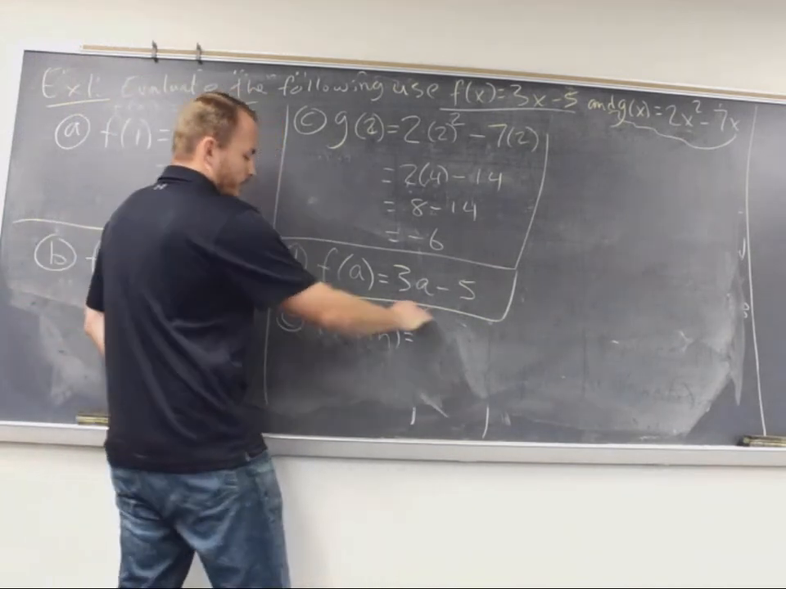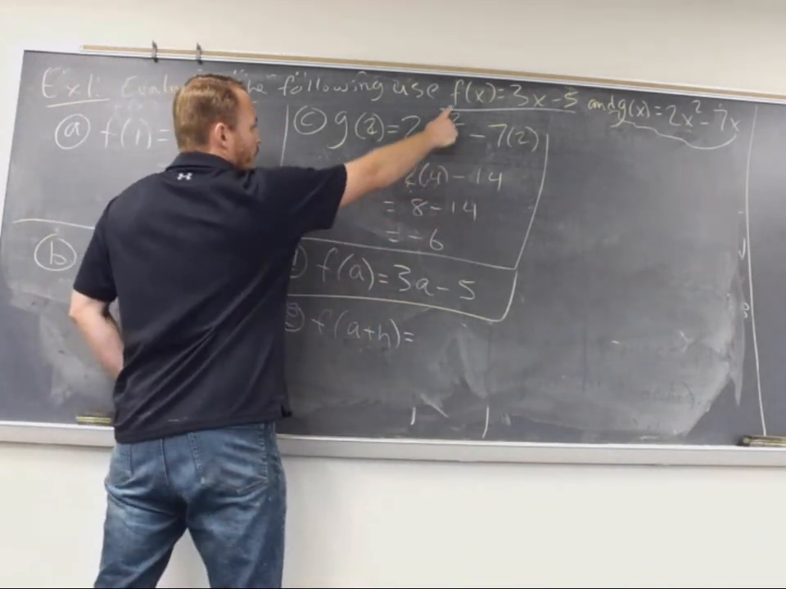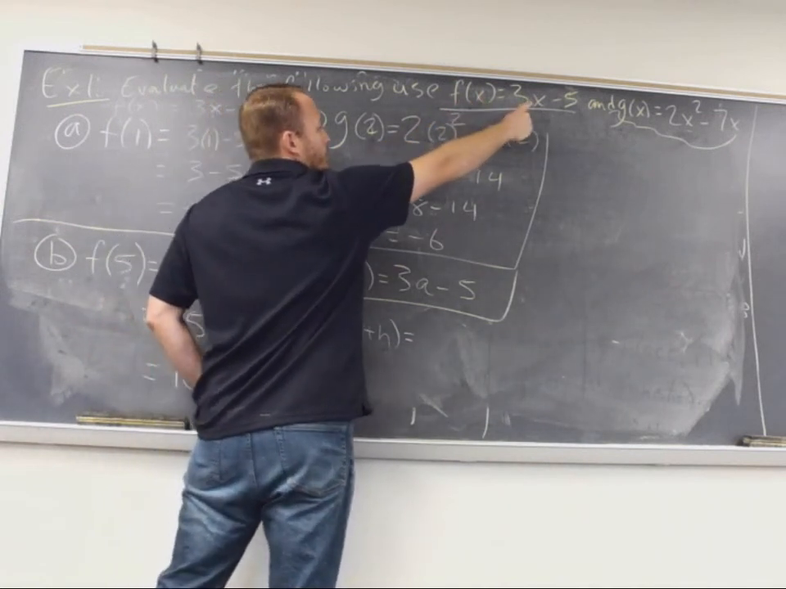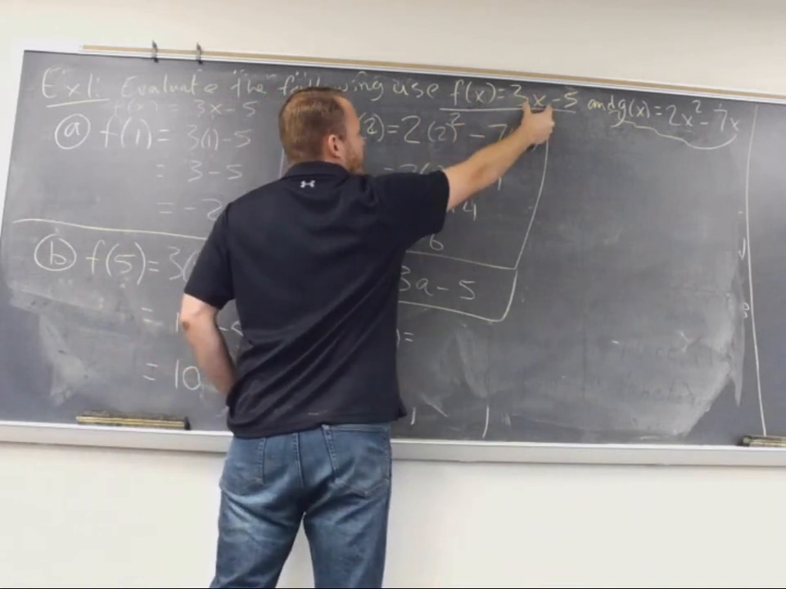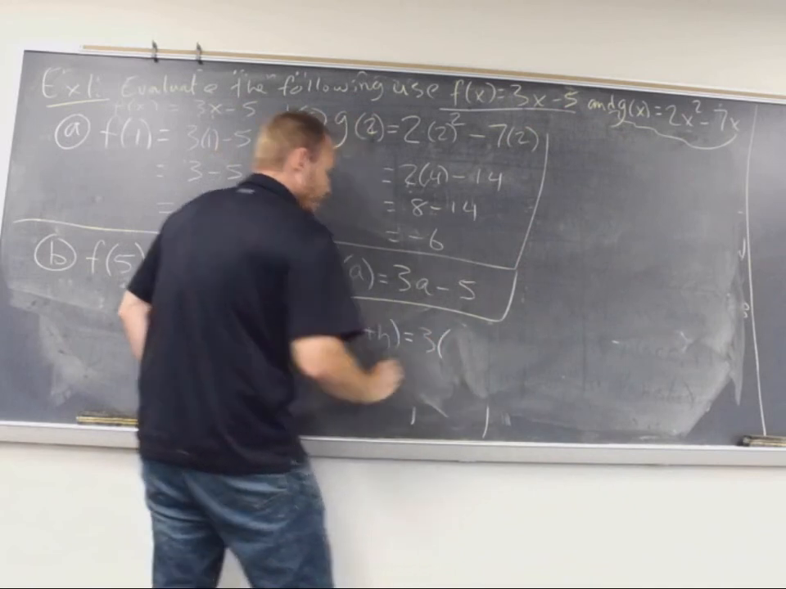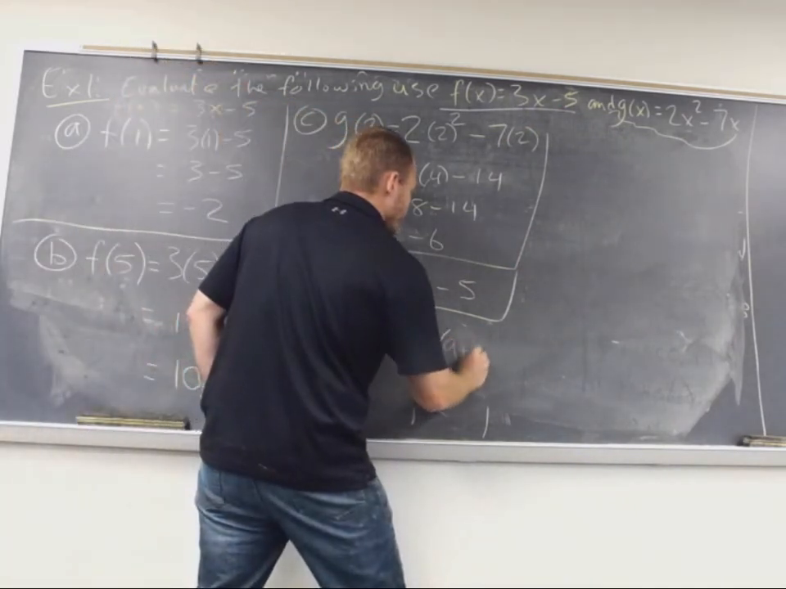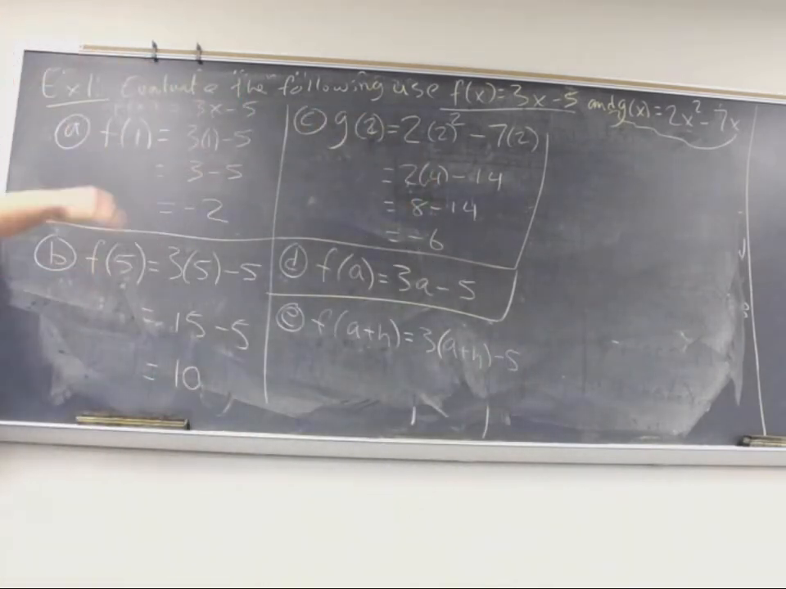And if you need to write the function above it, then go ahead and give that a whirl. So f of x, so I have f of a plus h, and everywhere there's an x over here, I'm plugging in a plus h. So I get 3 times a plus h minus 5. So it's 3, and you have to be careful here. You have to open a parenthesis. a plus h minus 5. Because you're going to have to distribute that 3 in eventually.